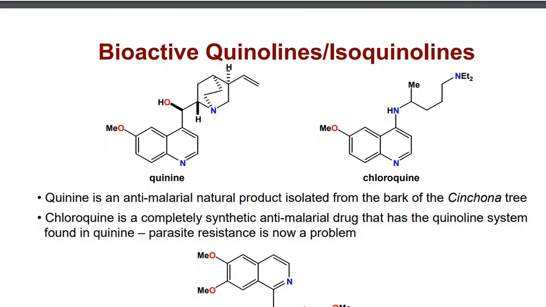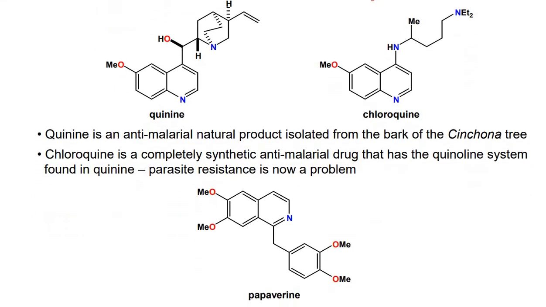So, bioactive quinolines and isoquinolines, you can see quinine and chloroquine. Quinine is an antimalarial natural product isolated from the bark of the cinchona tree. Chloroquine is a completely synthetic antimalarial drug that has the quinoline system found in quinine. Parasite resistance is now a problem.